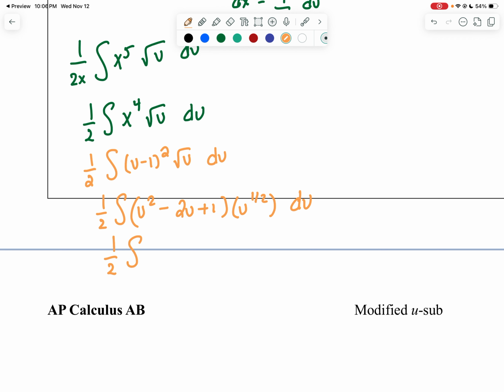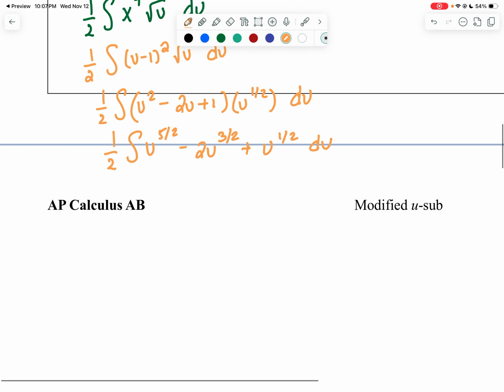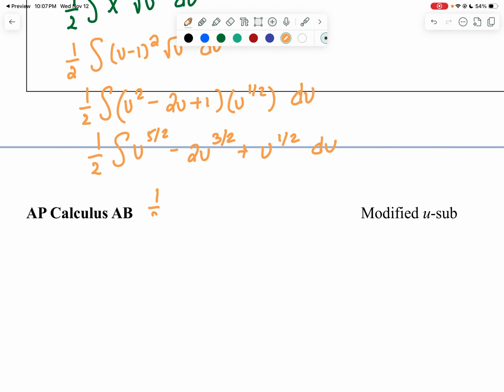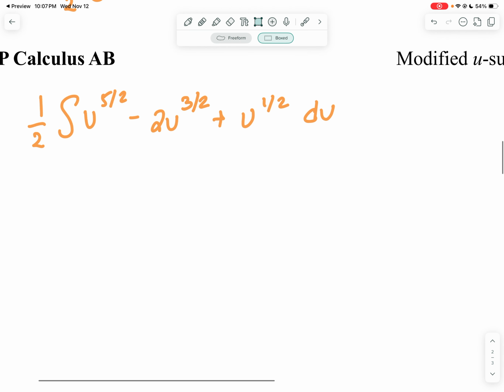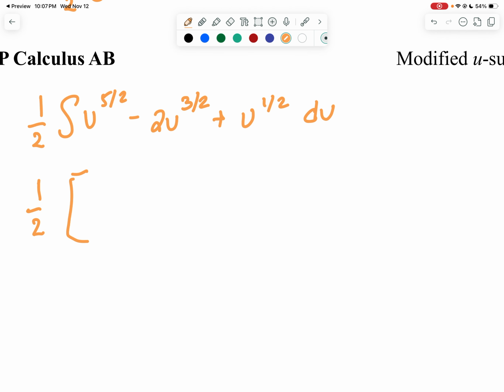So 1/2 the integral of u, let's see, that's 4, so that's 5 over 2 minus 2u to the 3 over 2 plus u to the 1/2 du. I haven't even taken the antiderivative yet. That was just me simplifying all of that. Like, that's crazy. All right, so now we have 1/2, and then we're going to integrate it. It's going to be a mess.